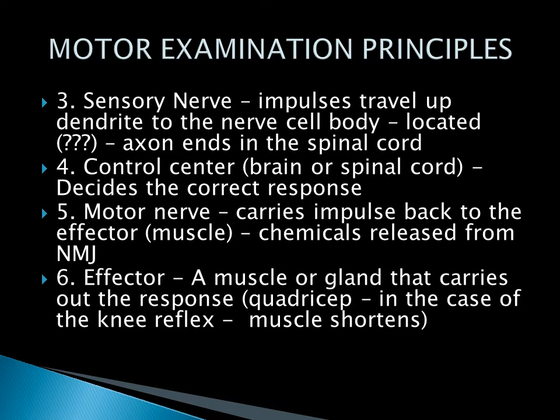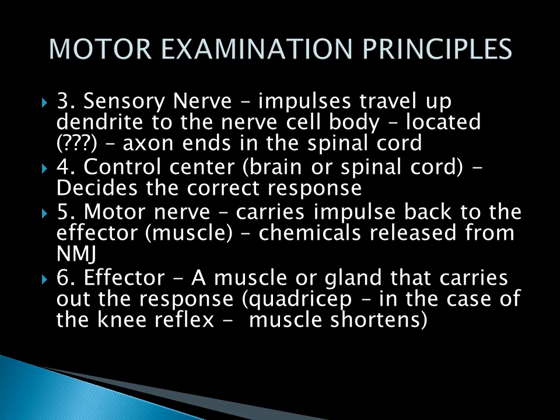Let me back up here. Component number one, we need to have a stimulus. Component number two, we need to have specialized receptors to detect the stimulus. Component number three, we need to have a sensory nerve. Component number four, we need to have a control center, that's the spinal cord. Component number five, we need to have a motor nerve that carries the impulse back down to the effector. And then component number six, we need to have an effector.